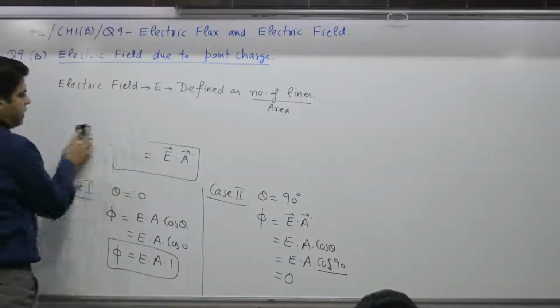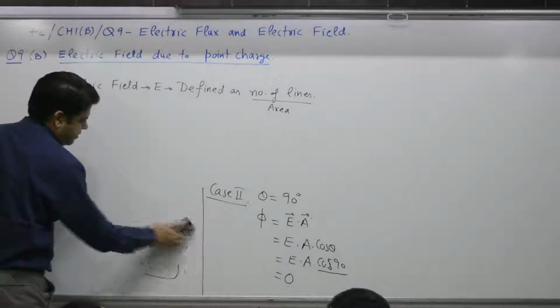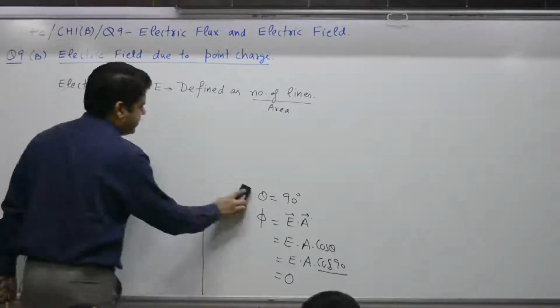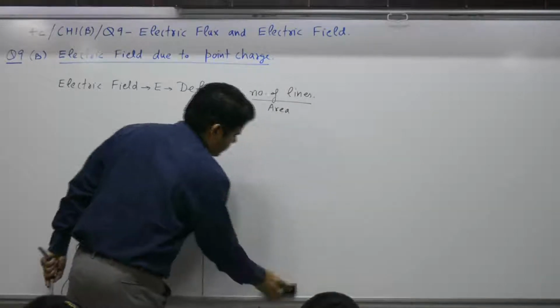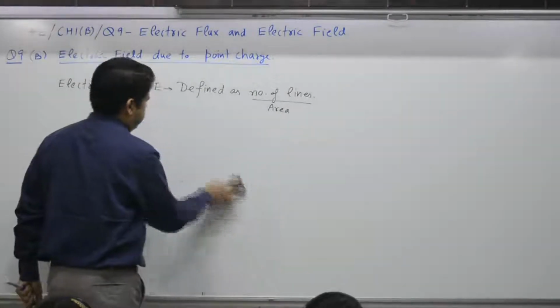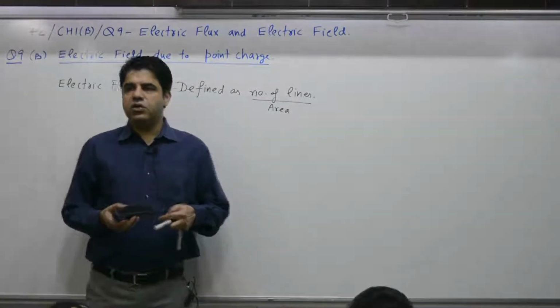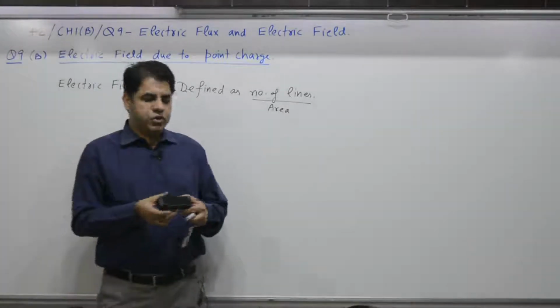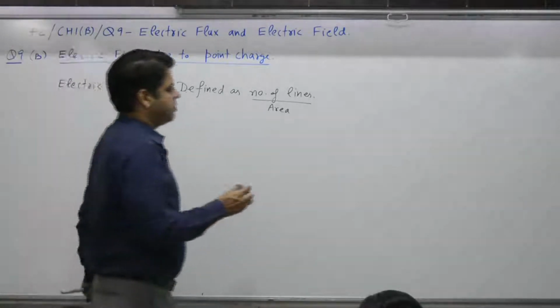What was the formula for E? Refer to question number where you have defined E. 7 or 8? 7. What was the formula for E? You have already covered. E is equal to Q by 4 pi epsilon naught r square. Now we want to do this using field concept.